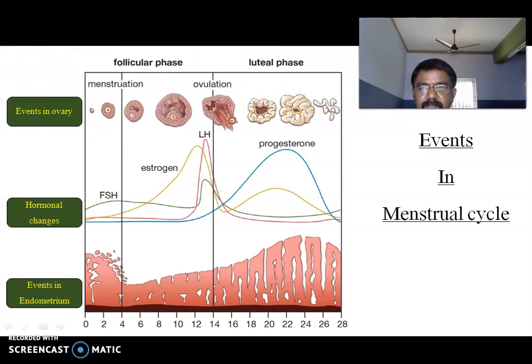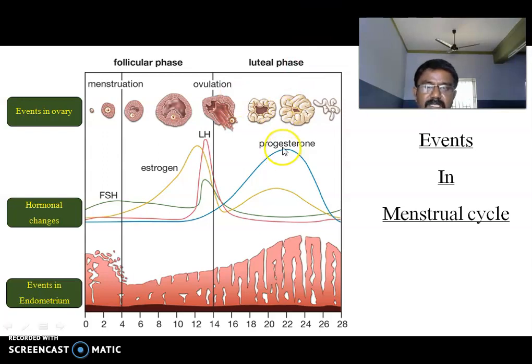Next, events in the menstrual cycle. Follicular phase, luteal phase. They are events in the ovary, hormonal changes called gonadal hormones, and events in the endometrium. First, menstruation, the first 5 to 7 days. After that, the second stage, ovulation, due to the surge of LH hormone.